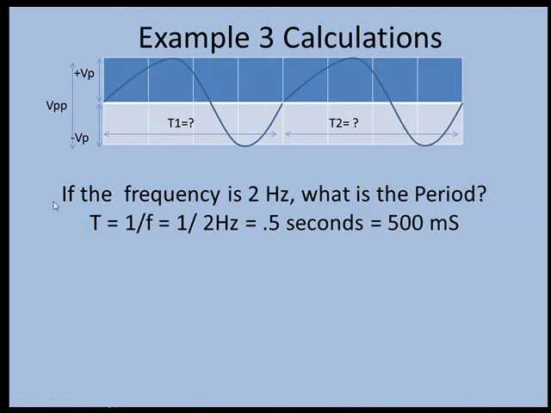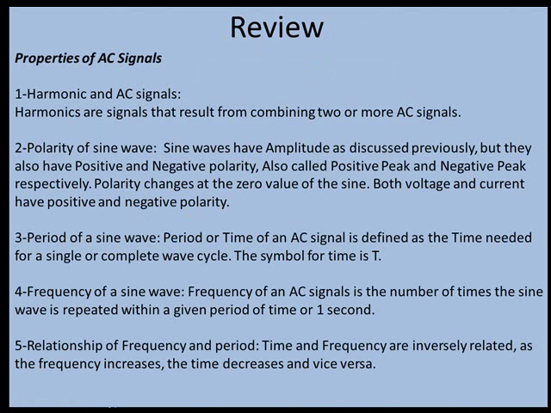And finally, if the frequency is 2 hertz, what is the period or the time? So then you reverse it. Now you use the formula T is equal to 1 over F. So 1 over 2 hertz gives us 0.5 seconds or 500 milliseconds. So in this case, it takes 500 milliseconds for a full cycle to be completed from this point to this point, or from this point to this point. That's what frequency and period are, and they're inversely related.